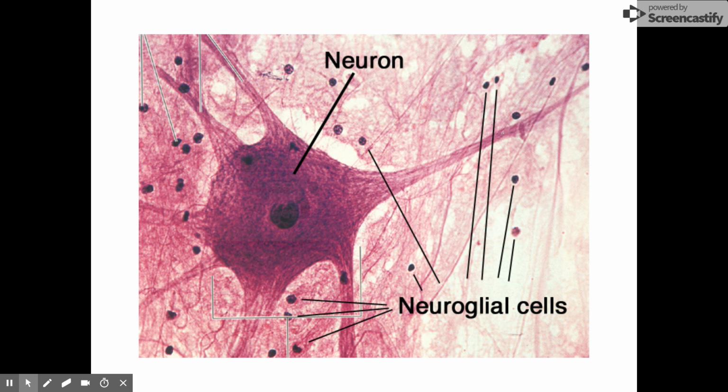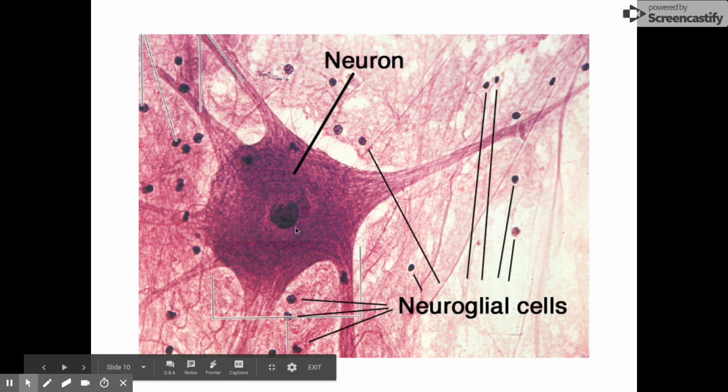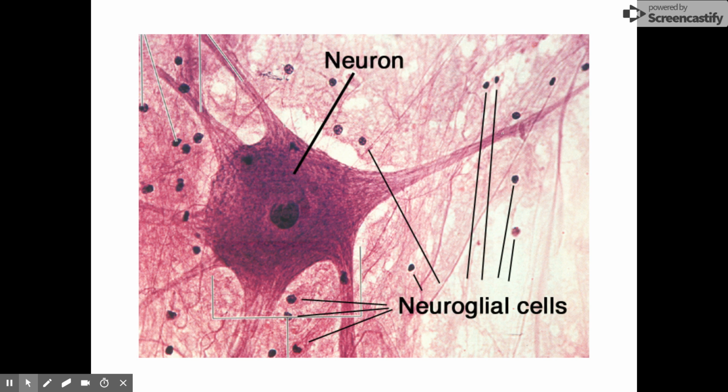Here's a picture of a neuron right here in the middle, and then the neuroglial cells are around. Those are the supporting cells. And we'll talk more about the specific functions of each of those things when we get to the nervous system unit later in the year.